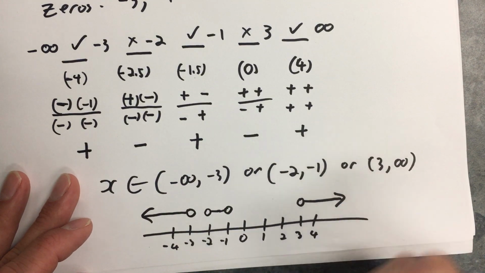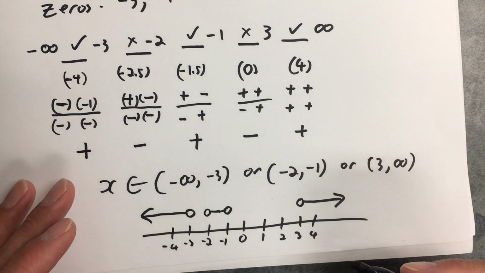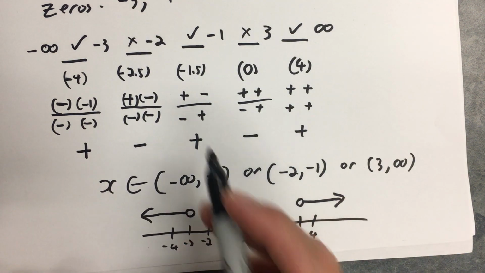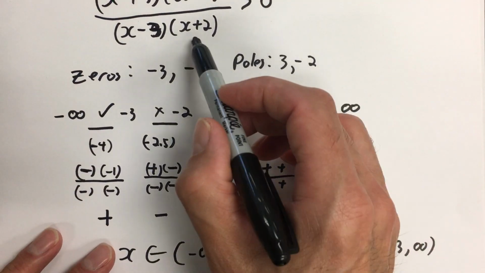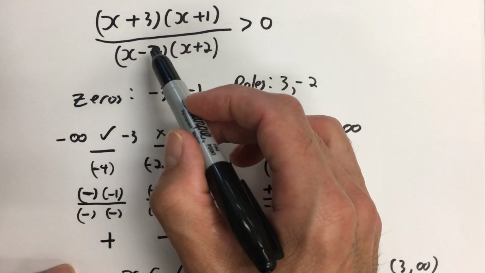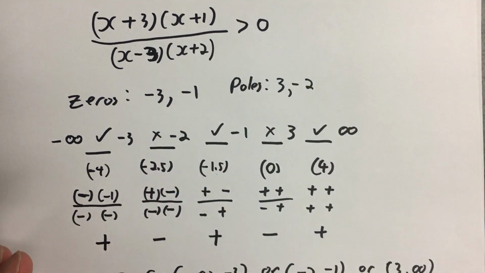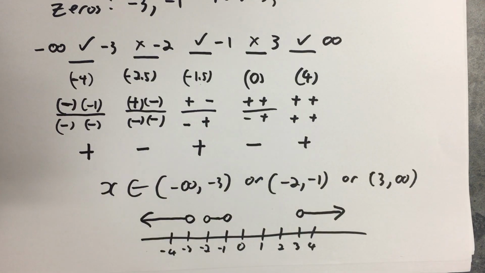Why are these open and not colored in? That means you don't include the endpoint. I'm not including the endpoints because my endpoints are either my asymptotes coming from the poles, which make this thing undefined, or they're my zeros. And when it's 0, it's not greater than 0 or less than 0. It's equal to 0. That's why those are open.